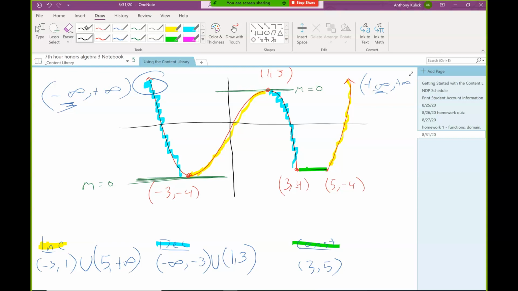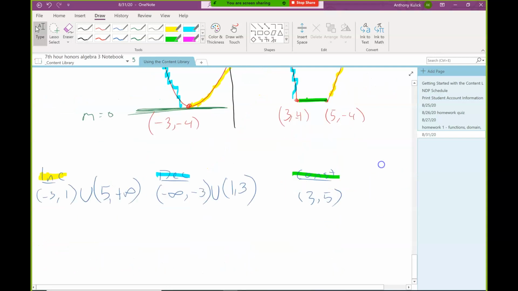Okay, everybody feel okay about this idea of increasing, decreasing, and constant? Not a big deal, right? It's similar to positive, negative, 0. So the hardest part is kind of keeping the 2 straight, right?